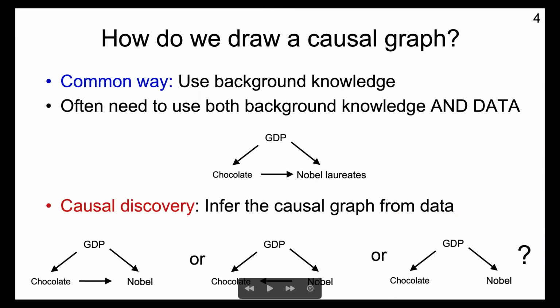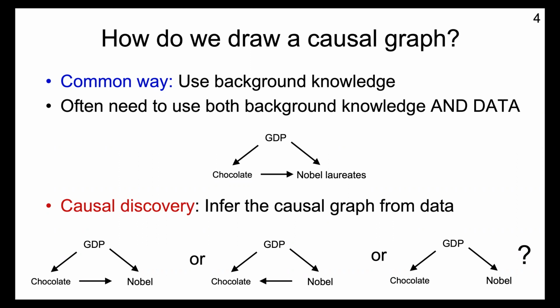So how do we draw a causal graph? The current most common way to draw a causal graph is to use background knowledge, but we don't always have enough prior knowledge to draw causal graphs. So we often need to use both data and background knowledge to draw causal graphs. So causal discovery is a methodology for estimating causal graphs from data.